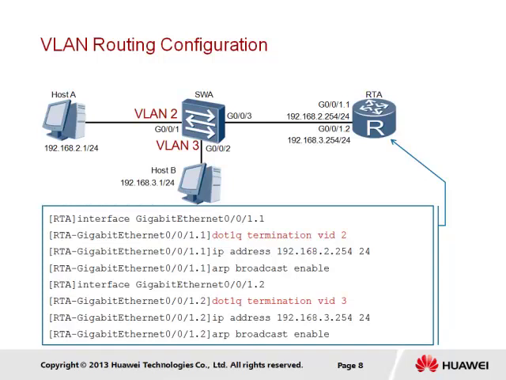We do this through the dot1q termination vid command that is used to remove the VLAN tag from a frame and allow the packet to be routed, as well as allow tags to be added to frames during encapsulation before it is forwarded over the trunk.